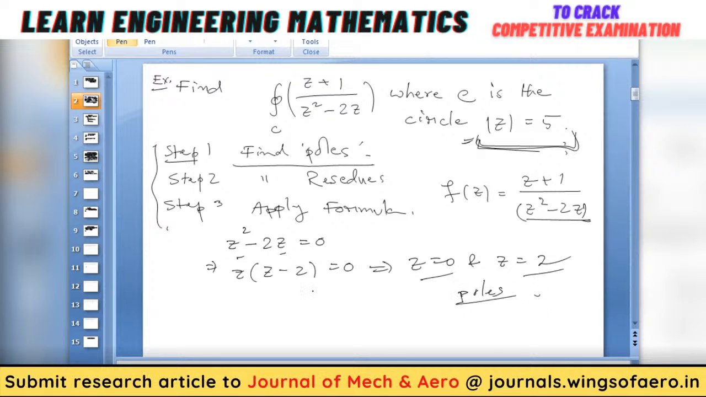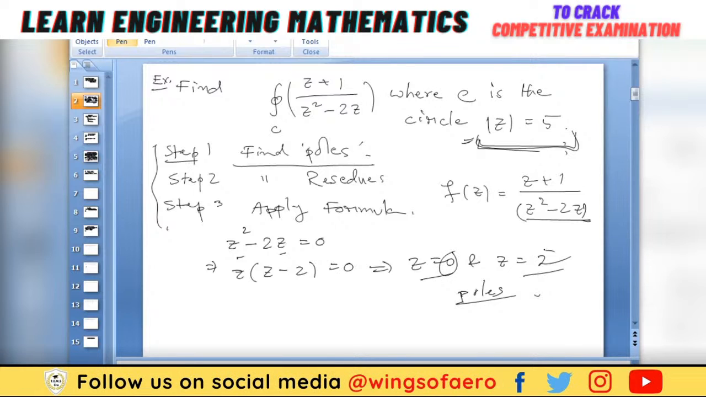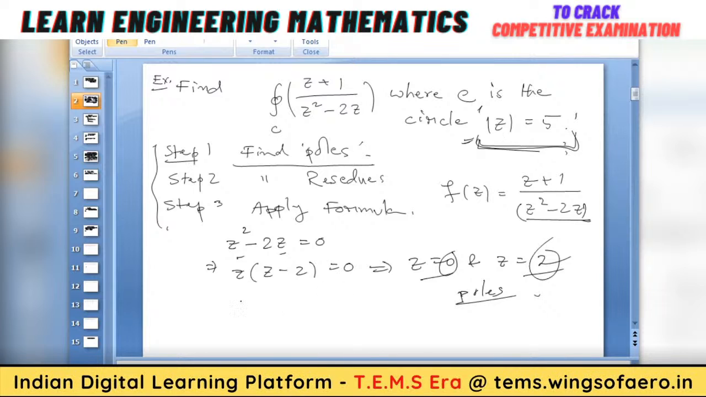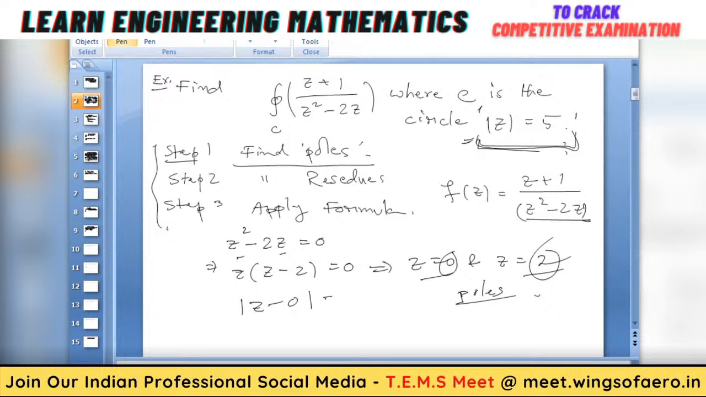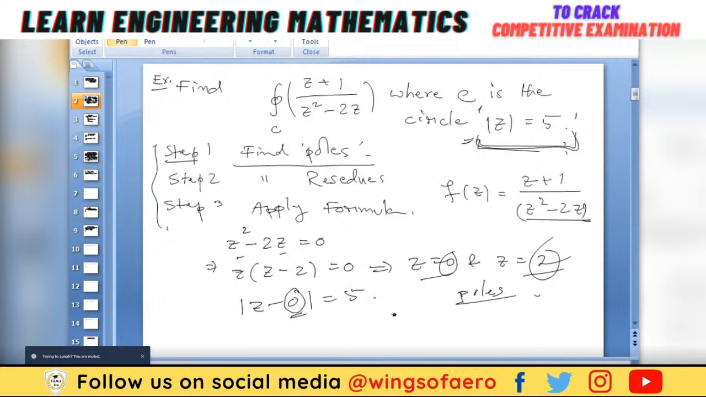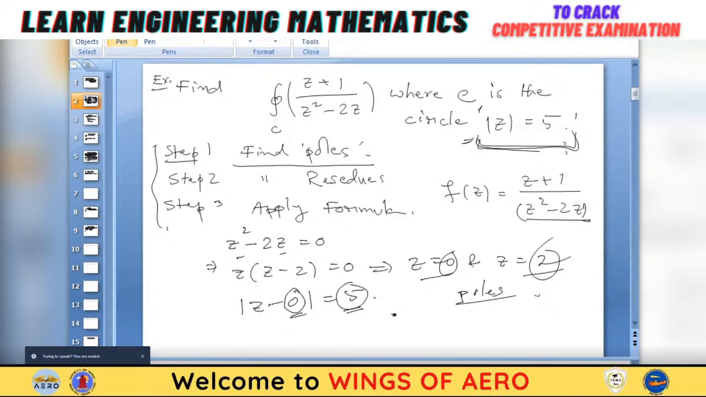Now we have to check whether these two points lie inside this circle or not. Now |z| = 5. What is the region? I already told you about the mod function. The mod function is actually |z - 0| = 5. It means that 0 is the center of the circle and 5 is the radius of the circle.